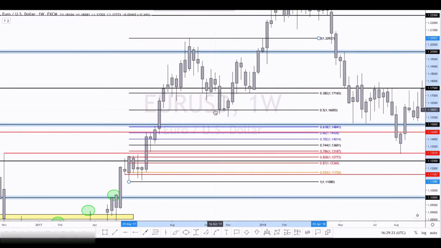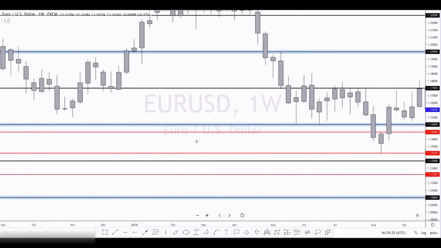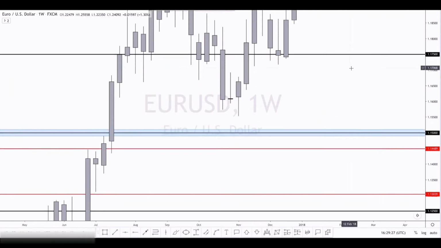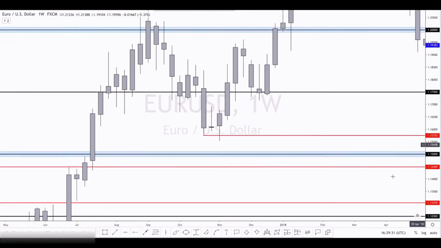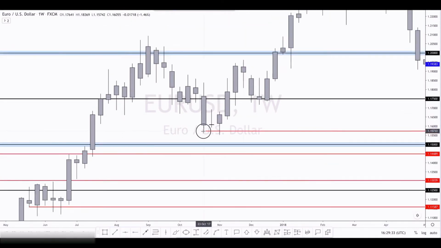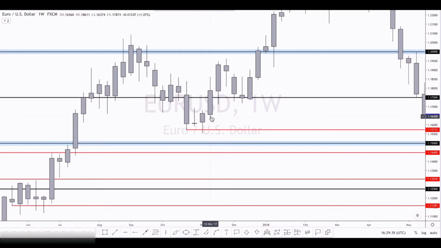What do we see now? We get the same thing again. We get a level where price now fails to close below that level. We had our reversal pattern here. Price fails to close below again. So on that weekly chart, you'll be looking for longs around here with stop loss below 1.157.